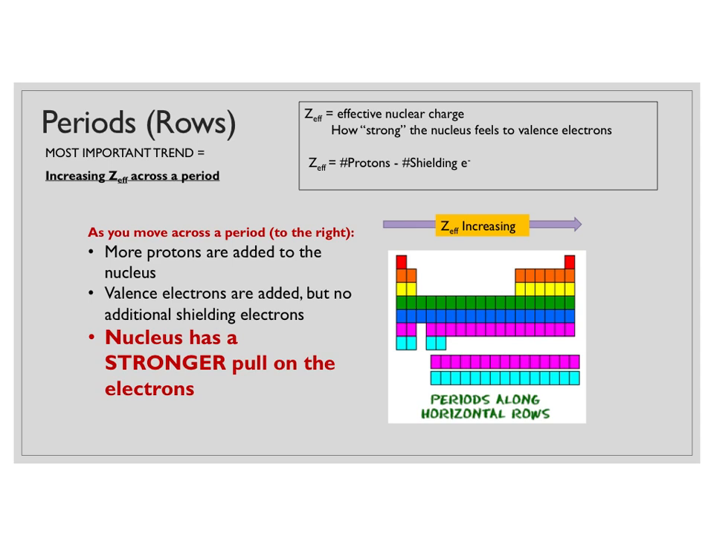So as you move across a period to the right, there are going to be more protons in that nucleus. And valence electrons are added too, but no additional shielding electrons are added. This means that those valence electrons are going to be able to experience more of the charge of the nucleus as there are more protons. Those protons will have a larger attractive force on those valence electrons as more protons are added. So that nucleus will have a stronger pull on the valence electrons. As you go across those periods to the right, that effective nuclear charge increases. So as you go across to the right, that nucleus will have a stronger pull on the electrons.